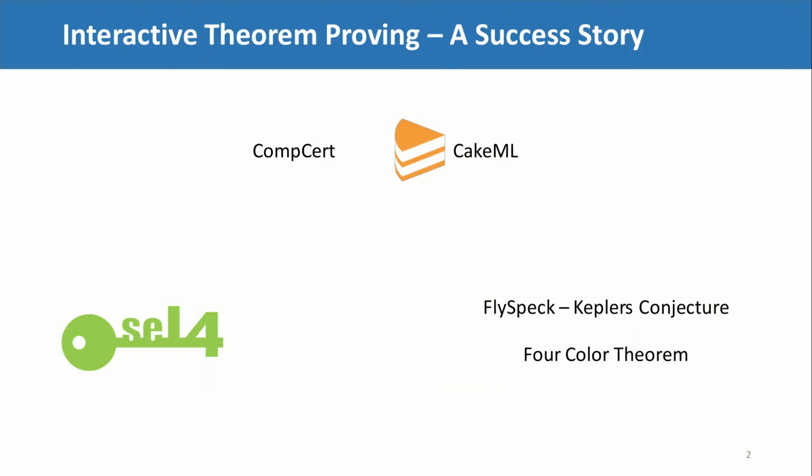There have been a number of successful projects using interactive theorem proving in the last few years. Just to name a few, in the area of compilers, we have the CompCert and CakeML verified compilers. Then there is the HOL4 verified microkernel. Or in the area of mathematics, we have the proof of Kepler's conjecture in the Flyspeck project and the proof of the four-color theorem. But all of these big projects come at the price of a steep learning curve that is usually involved when picking up a new ITP system. Why is this the case?